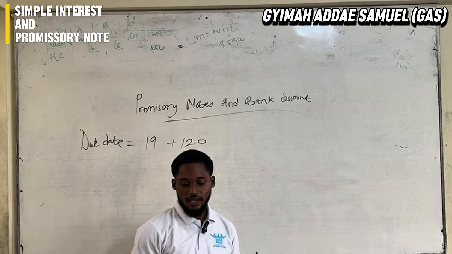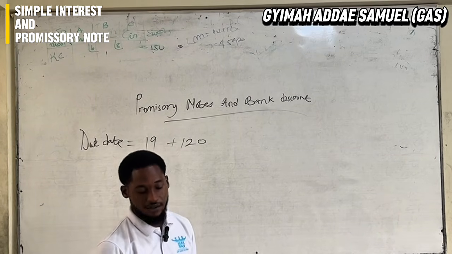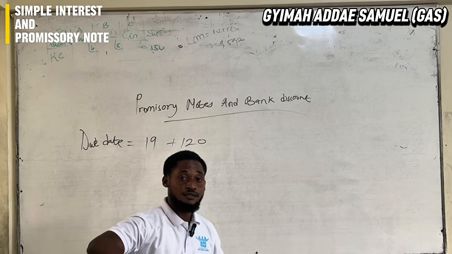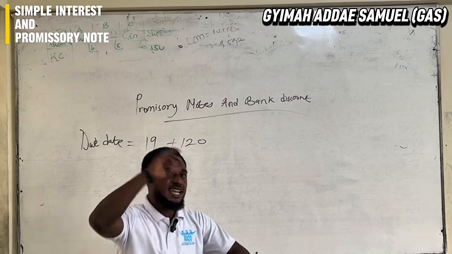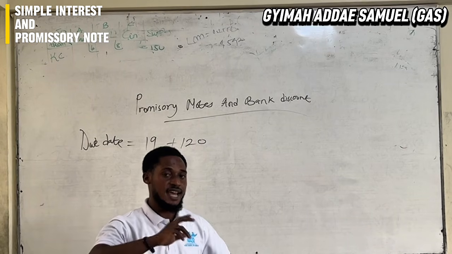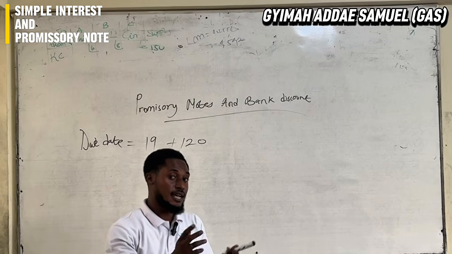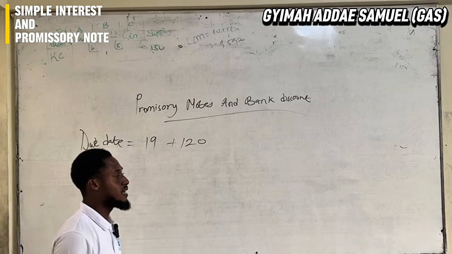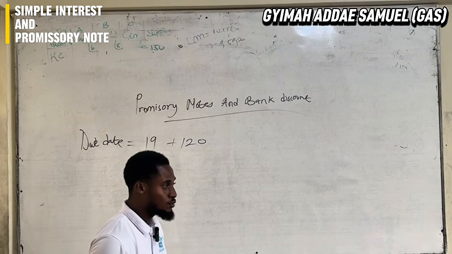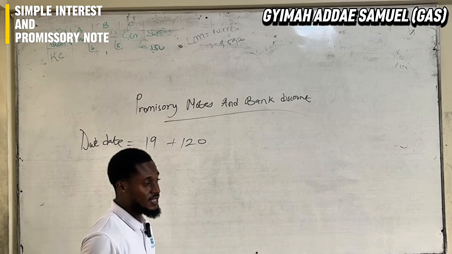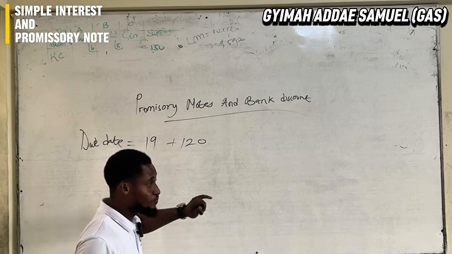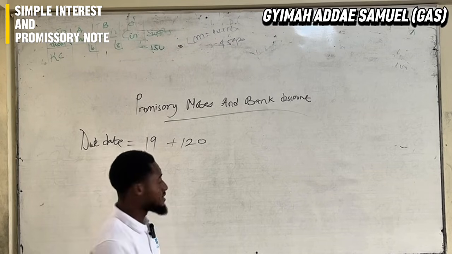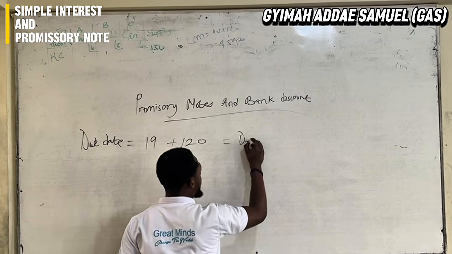And when you add, you are getting 139. So you would have to calculate 139 days from the August 19th. You can decide to count. And when you calculate 139 days from the August 19th, what you are getting is 17th December.